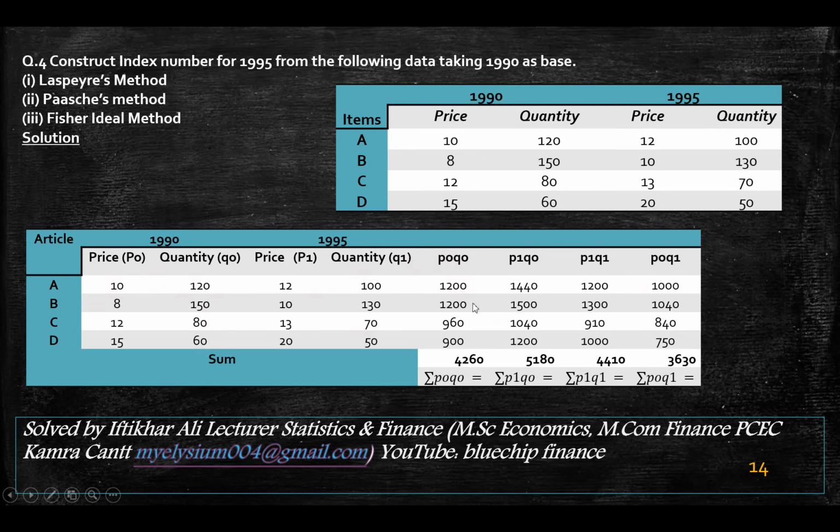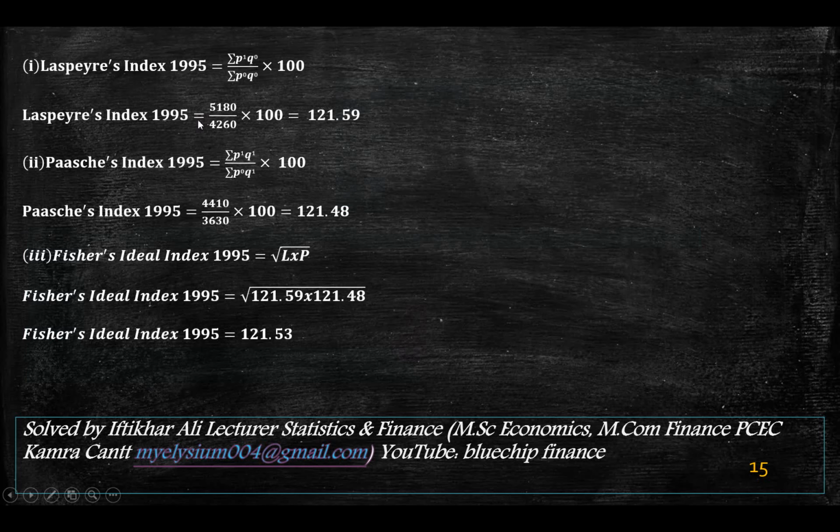P0Q0 means 10 multiplied by 120, 8 multiplied by 150, and so on, and the sum is 4260. P1Q0: 12 multiplied by 120, 10 multiplied by 150, and so on, and the sum is 5180. P1Q1: 12 multiplied by 100, 10 multiplied by 130, and so on, and the sum is 4410. And P0Q1: 10 multiplied by 100, 8 multiplied by 130, 12 multiplied by 70, and so on, and the sum is 3630. Now just simply put these values into the formulas.